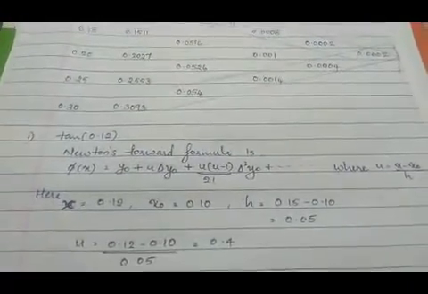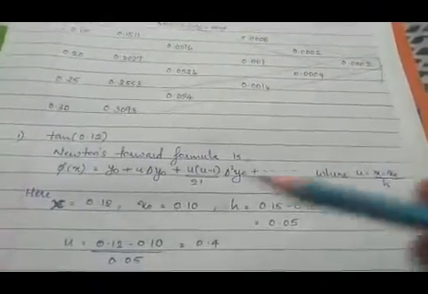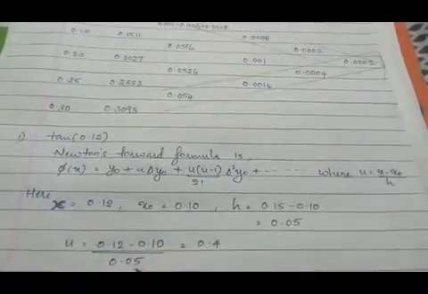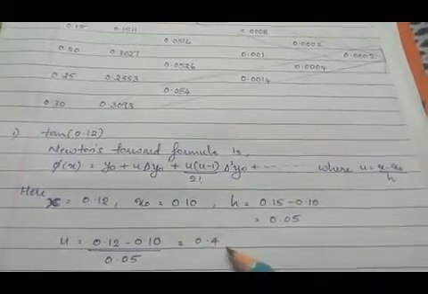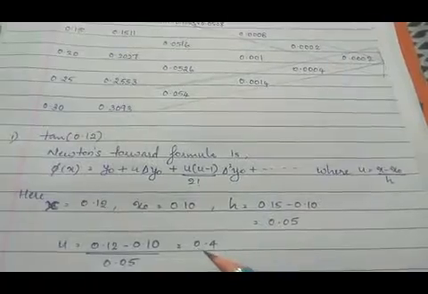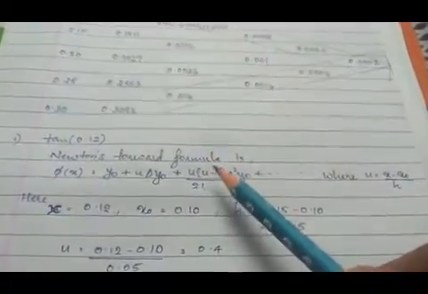So substituting in this equation, we will get the value for u, that is u equal to 0.12 minus 0.10 by 0.05, which is equal to 0.4. So the value of u that we got is 0.4. Substitute that in Newton's forward formula.